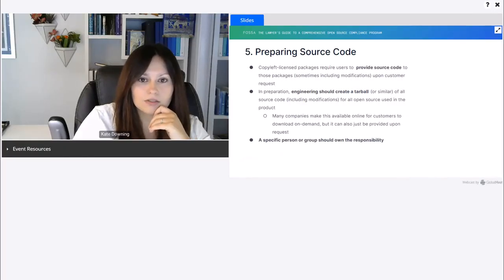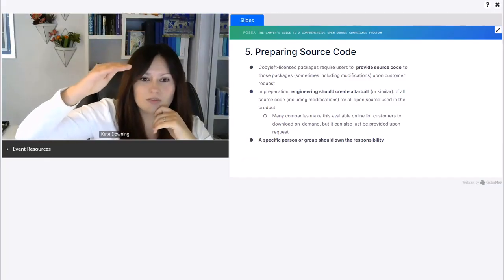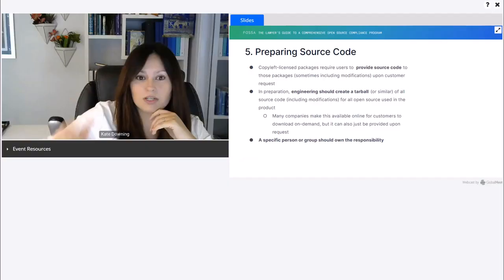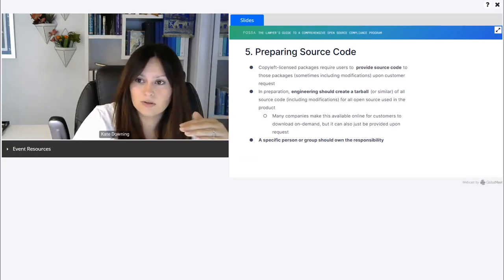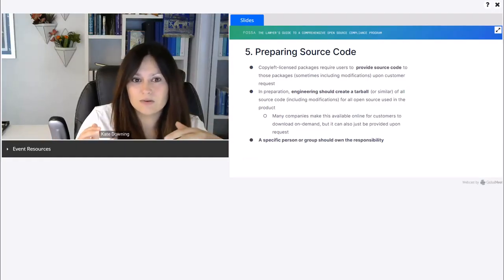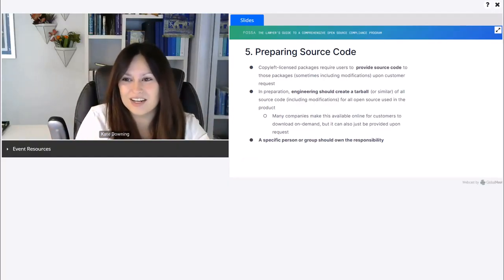Preparing source code. Remember we talked about sophistication levels. Level 3 is really where this fits in, because a lot of copyleft licenses require you to make an offer to people who receive your code that you will provide them source code if they request it. For level 1 and level 2 compliance, you should always be making the offer. But level 3 is actually being ready to fulfill that offer.